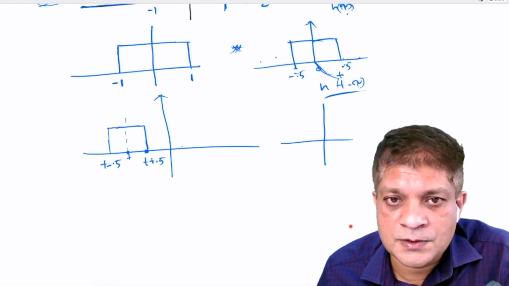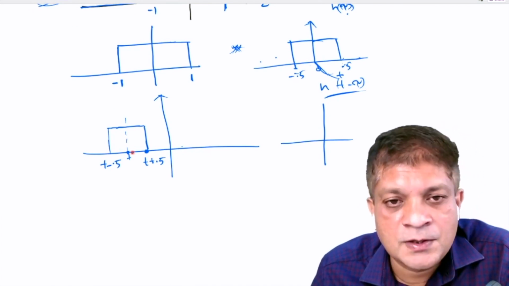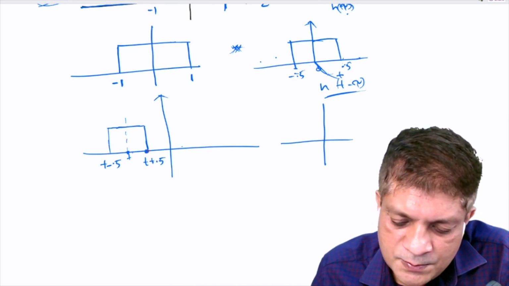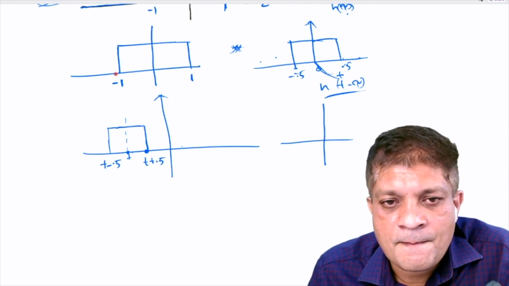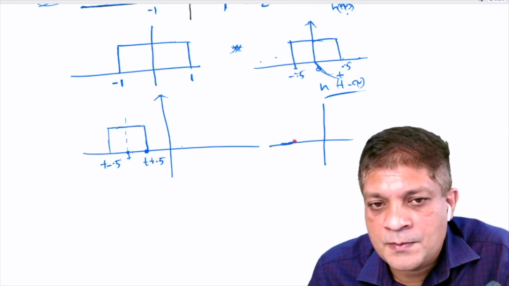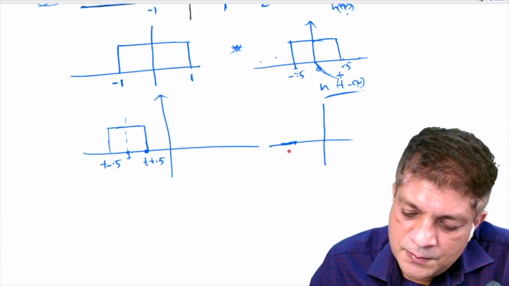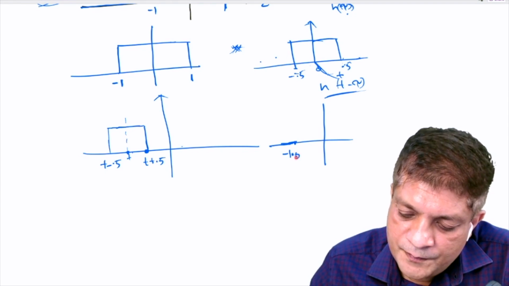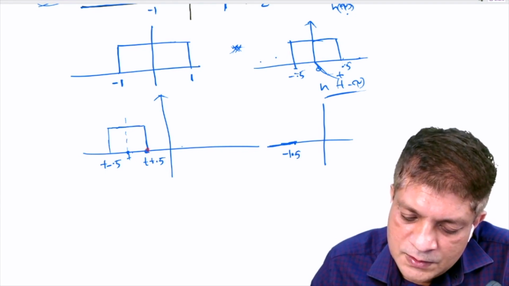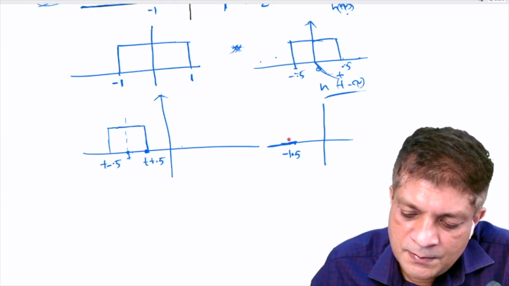What will be the output signal? If you are moving this t from minus infinity to infinity until this point reaches here, up to where? Minus 1.5. It will be 0. When this reaches this point, that is minus 1.5, then what happens?